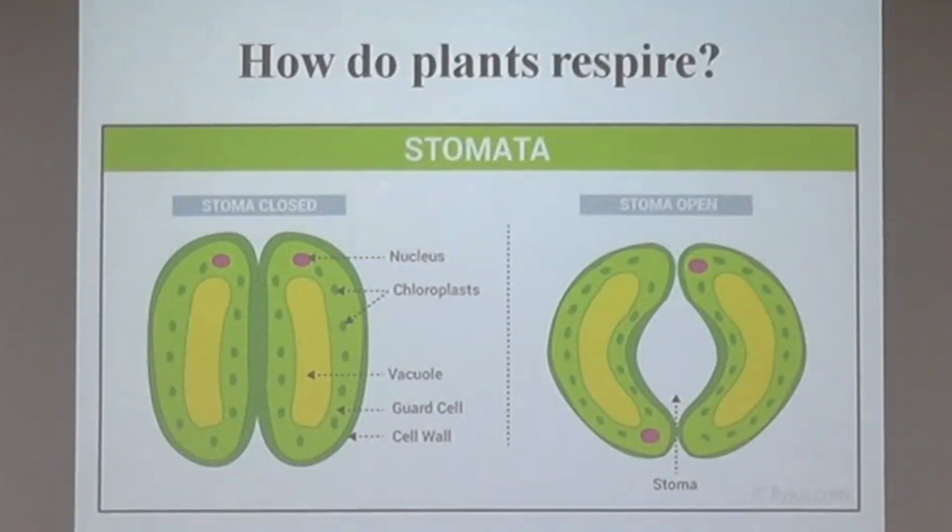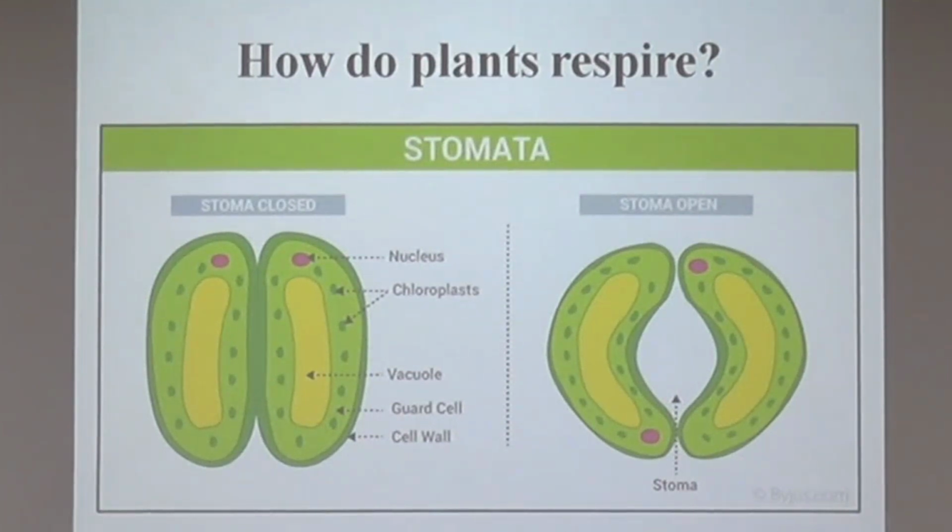Now coming to the last topic, that is how do plants respire. Exchange of gases in plants occurs with the help of stomata. The first figure shows the stomata in its closed position, and the second figure is when the stomata is opened and the gaseous exchange takes place through it.